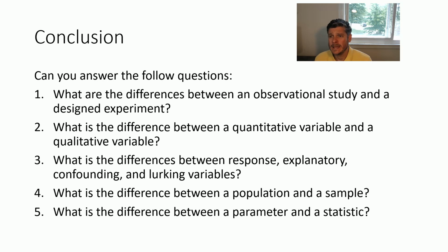All right. Anyway, in conclusion, we talked about a few different things here. So can you answer these following questions? Number 1, what is the difference between an observational study and a designed experiment? You should be able to answer that. Number 2, you should also be able to answer what is the difference between a quantitative variable and a qualitative variable. Number 3, can you describe what a response variable is, an explanatory variable, a confounding variable, and a lurking variable are? Do we know what all those are and how we define those?